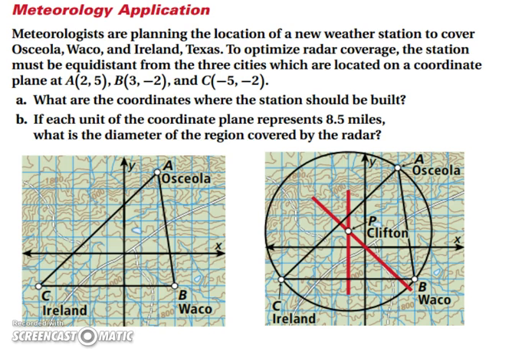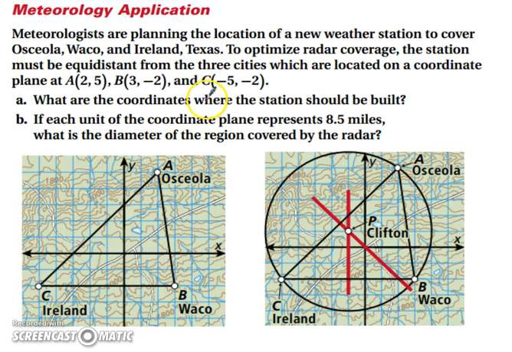Let's try a meteorology application. Meteorologists are planning the location of a new weather station to cover Osceola, Waco, and Ireland, Texas. To optimize radar coverage, the station must be equidistant from the 3 cities, which are located on a coordinate plane. At A we've got (2, 5), B we've got (3, -2), and C we've got (-5, -2). What are the coordinates where the station should be built?